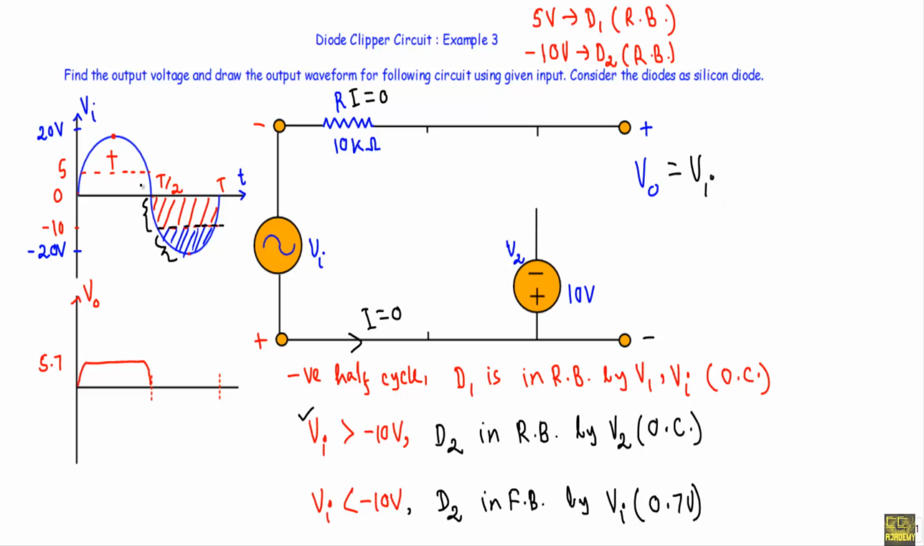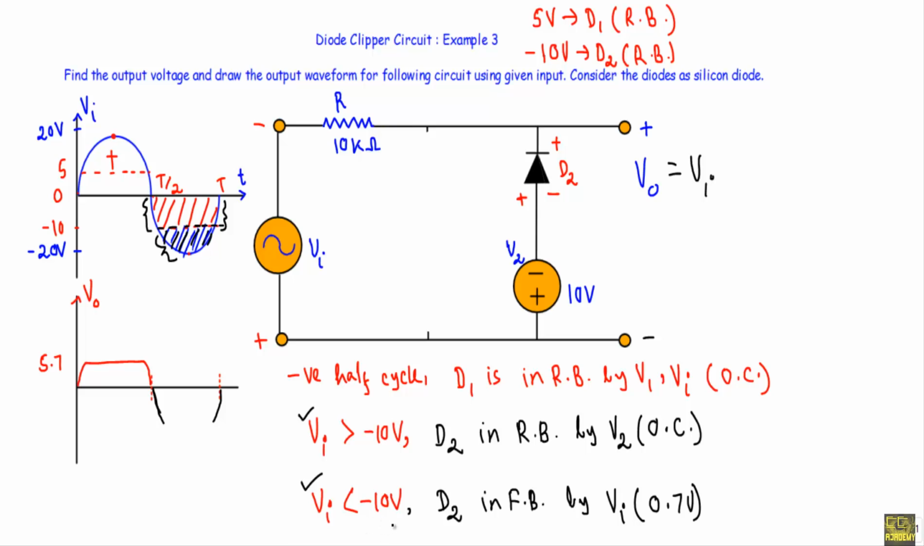What does that mean? From this point to this point, our input voltage is changing like this, so our output voltage will follow the input waveform of Vi. From this point to this point, our input is changing like this, so our output voltage will follow the input voltage Vi. Okay. Now consider the last case when Vi is less than minus 10. That means I am talking about this region.